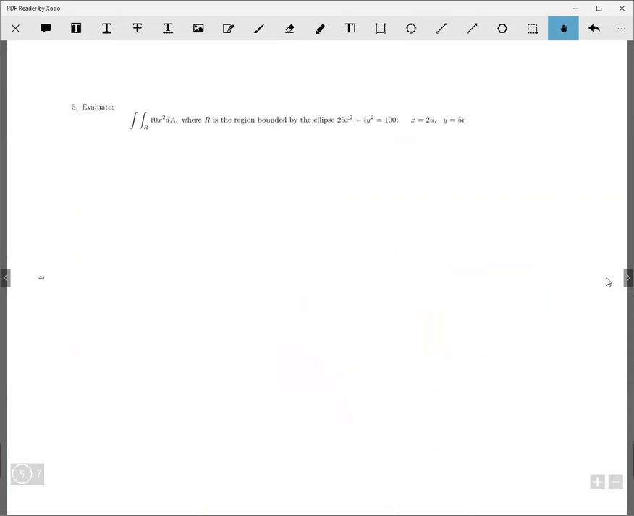Okay, so let's move on to number 5. And here we're actually supposed to evaluate an integral, and R is the region bounded by the ellipse. And we're supposed to use this transformation here. So one of the first things we can do is find the Jacobian.